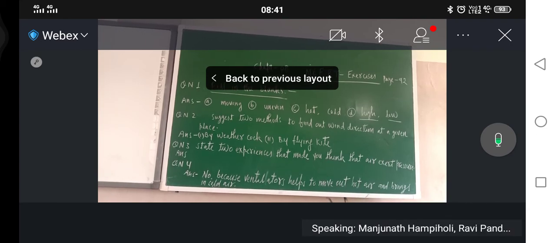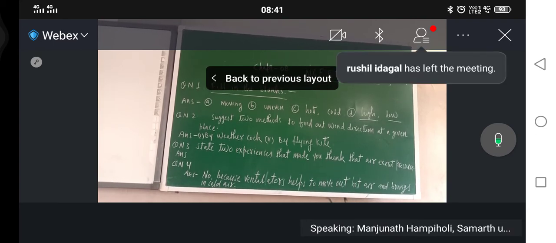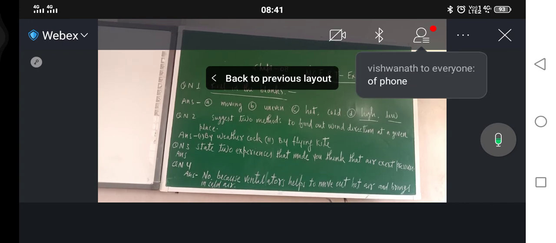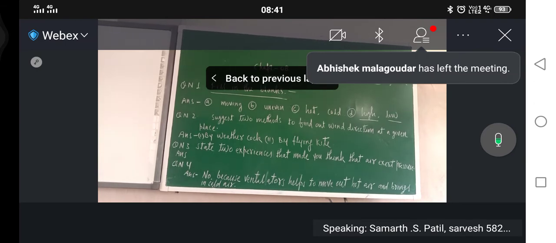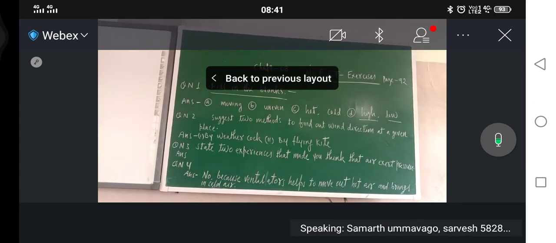Okay. So question number two is also over. What is question number two? Two methods to find out wind direction. So the first one is by weathercock and the second one is by flying a kite. Okay. Now question number three is: state two experiences that made you think that air exerts pressure.